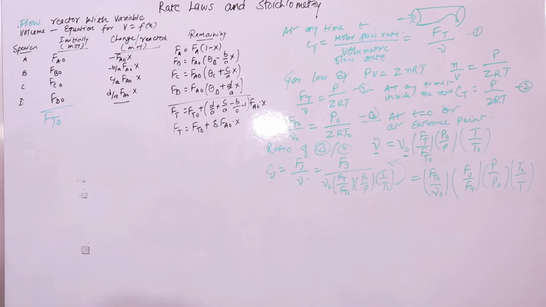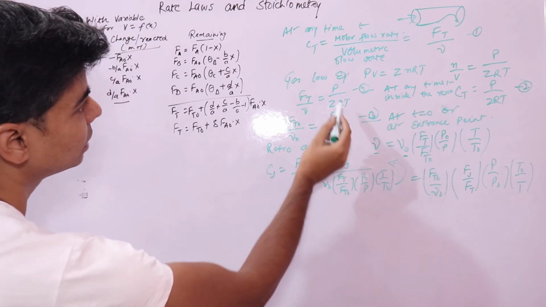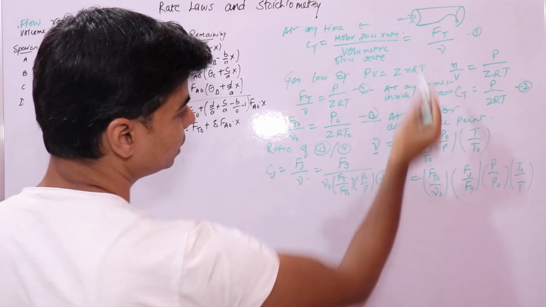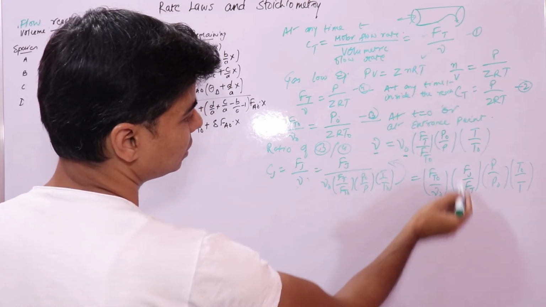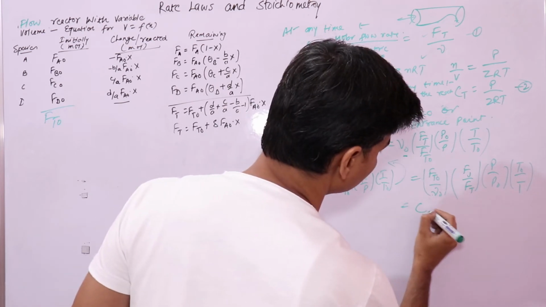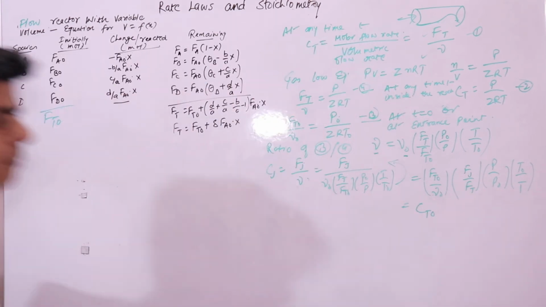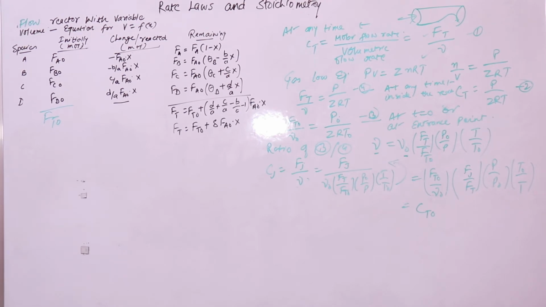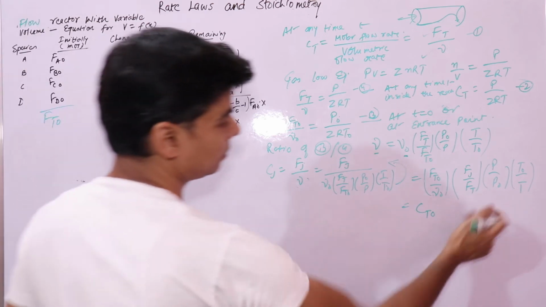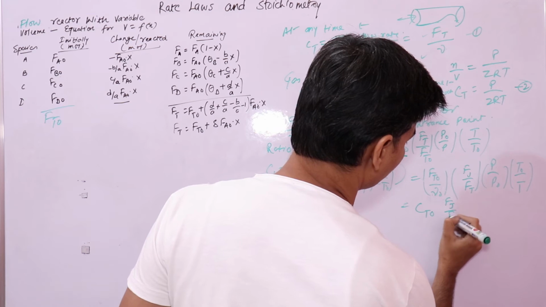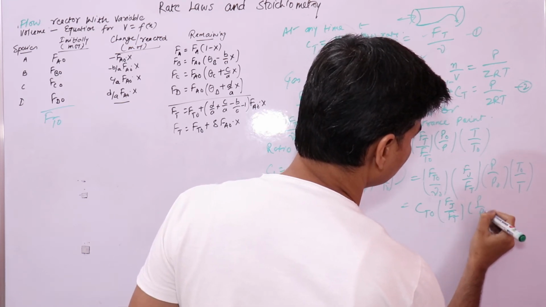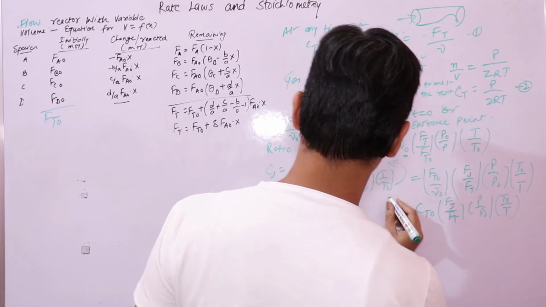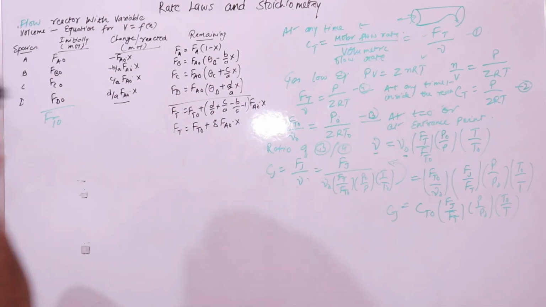So this will come out to be CT0, this is initial. If you look at this equation, Ft upon nu, molar flow rate upon volumetric flow rate, is your concentration. So we will replace it with CT0, and Fj upon Ft, P upon P0, T0 upon T. This is how you will relate the concentration of any species J.